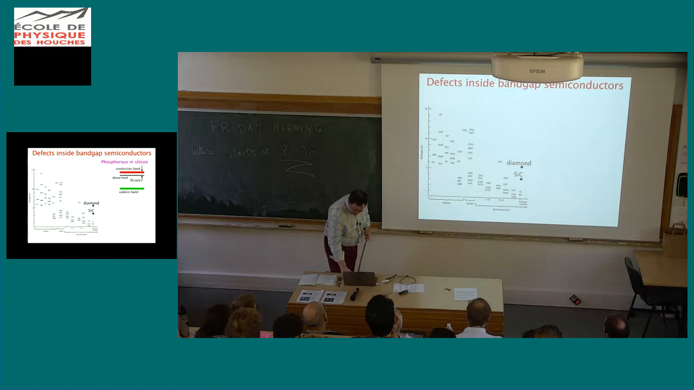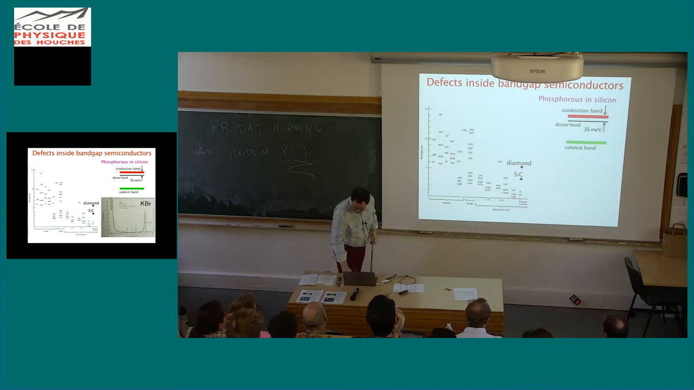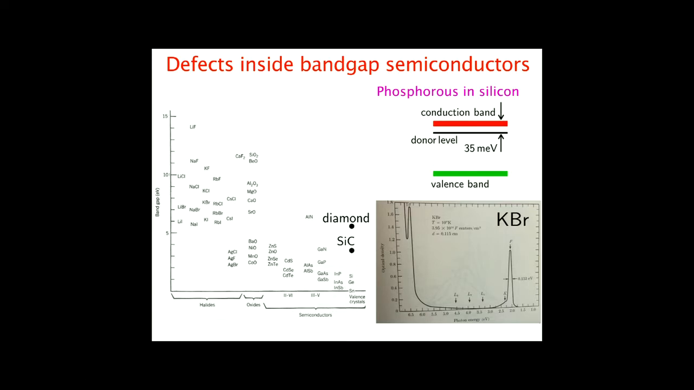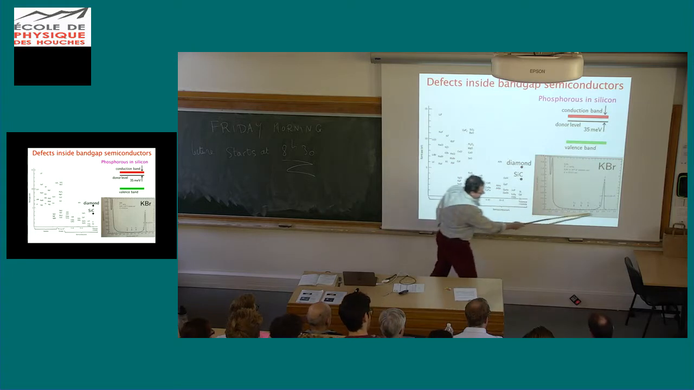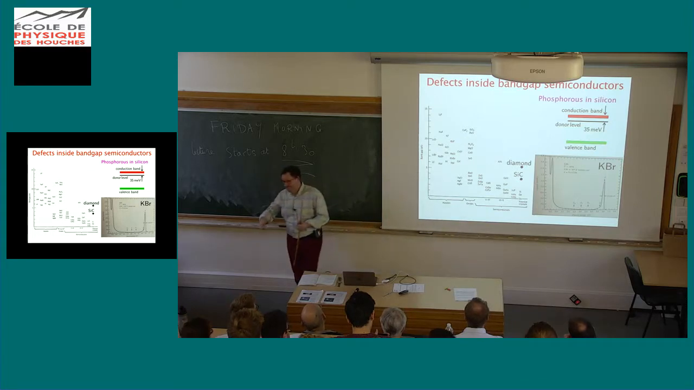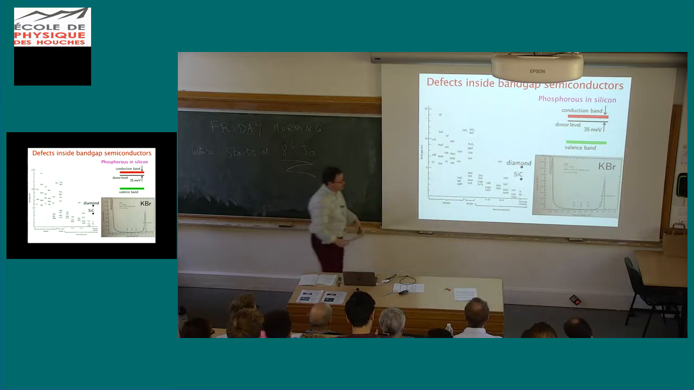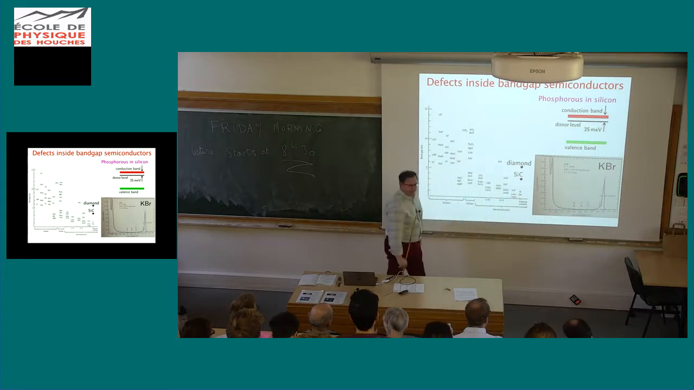So let us consider the difference between two types of defects. The first one is phosphorus in silicon, and the second is one of those alkali halide crystals. I'm sorry for the bad picture, but you see here, as a function of the energy, which increases in this direction, the absorption from the valence band to the conduction band. And you see here, isolated below this transition, the absorption band from the defects.